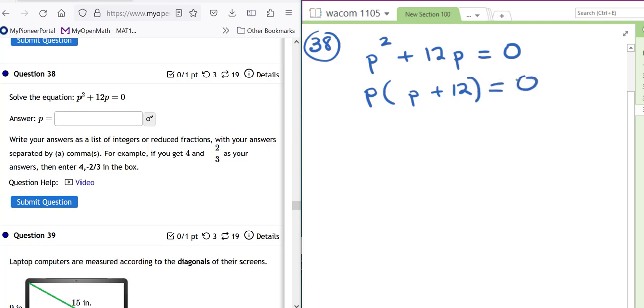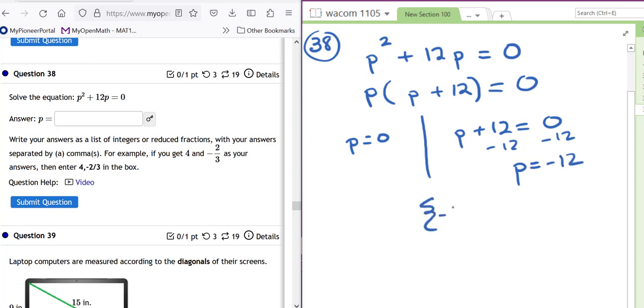It is a product, so we'll be able to solve. So we'll set this one equal to 0, and we'll set this one equal to 0, and solve. The first one's already solved. This one subtract your 12, so p equals negative 12. So we have 2 answers, a negative 12 and a 0. And all this was if you get a fraction, they want you to leave it as a fraction. Don't switch to a decimal, put a comma in between.